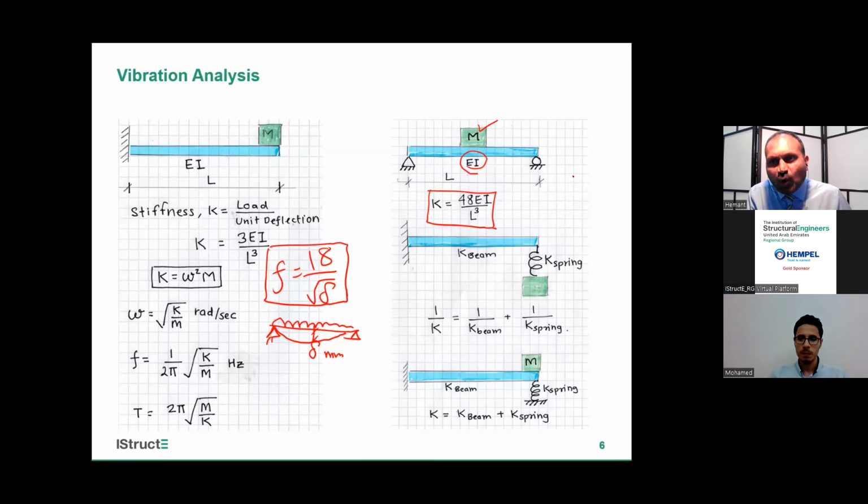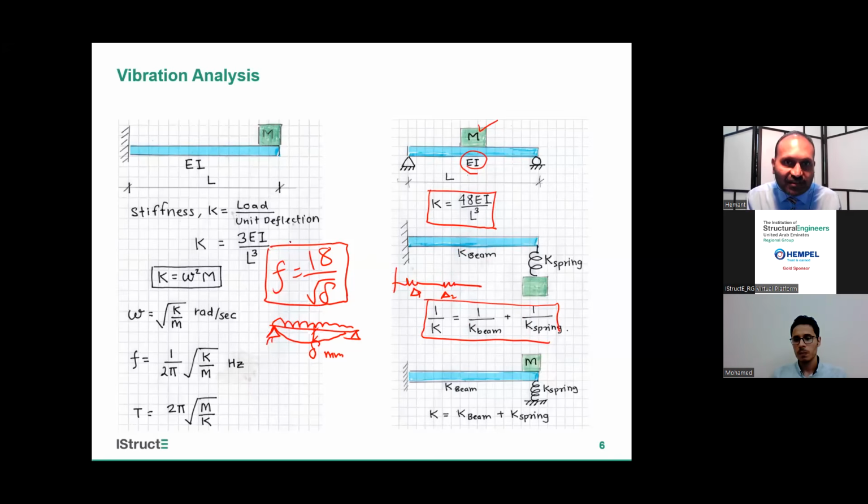One more change which can happen in exam: this mass is supported on a spring. It is not put at the tip, but it is on a spring. So now I have two stiffnesses which are in series. When I have two stiffnesses in series, there will be delta 1 deflection and delta 2 deflection, and the total deflection will be delta 1 plus delta 2. And we get the equation of equivalent stiffness as 1 over K equals 1 over K beam plus 1 over K spring. So K beam will be 3EI by L cube.